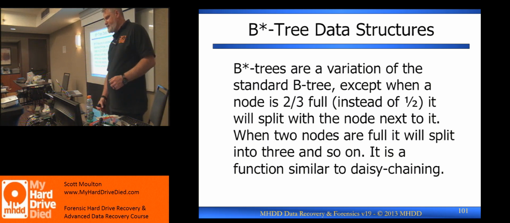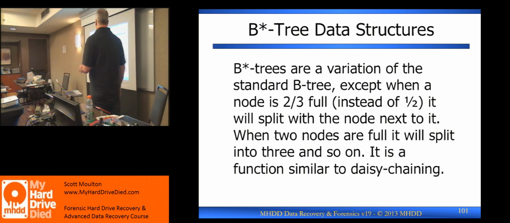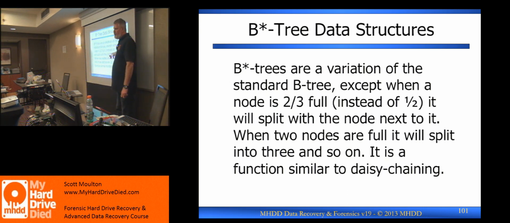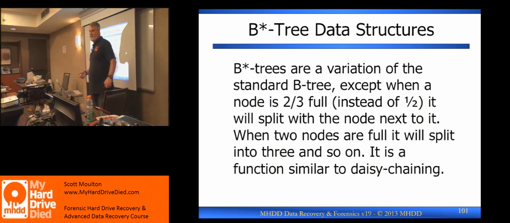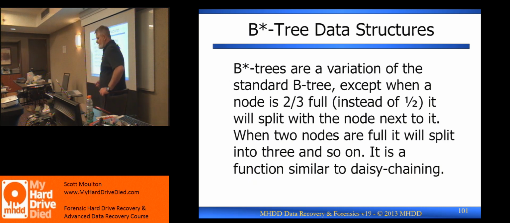Now, HFS Plus is a B tree, and because it's a B tree, what it does is it automatically rebuilds the entire tree every time it's 2/3 full. Now, Apple is a little bit like Microsoft in the fact they don't tell you everything you need to know. I wish they did and they documented it well, but they did not. And so here's what I can guess.